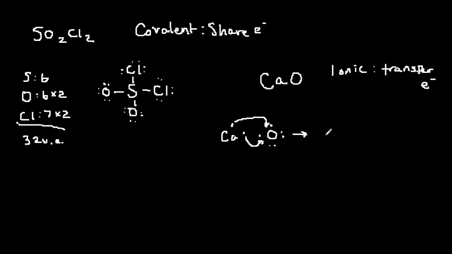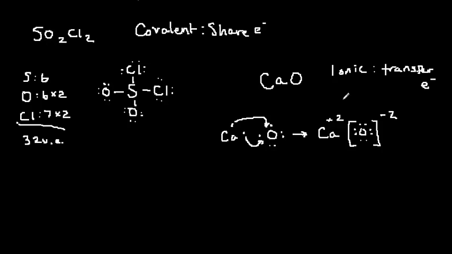What our answer is going to look like is Ca has lost 2 negative electrons, so it's got a positive 2 charge. Oxygen has gained 2 electrons, so it went from being 6 valence electrons to having 8. And when you gain 2 negative electrons, your charge is negative 2.